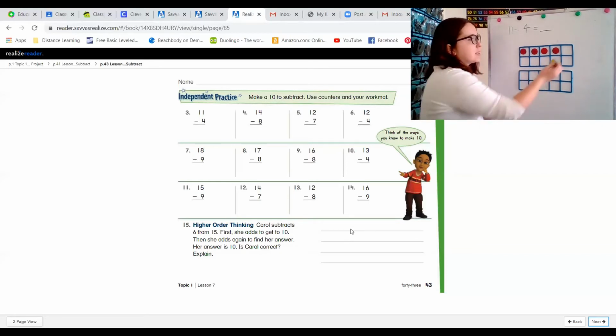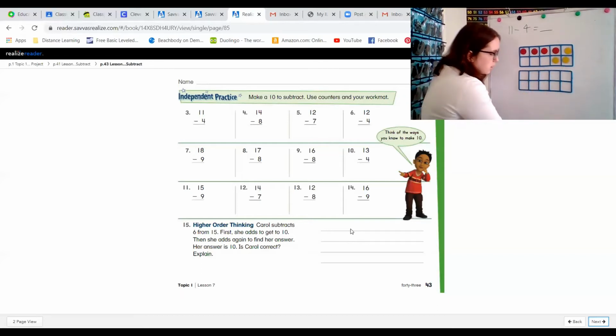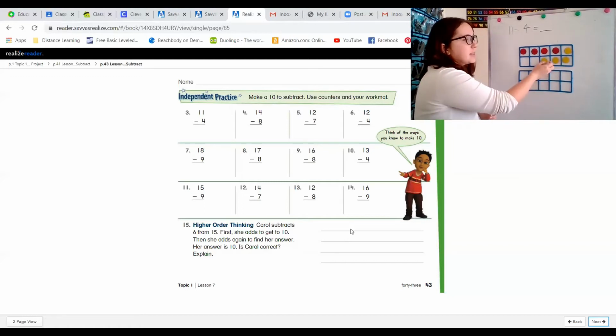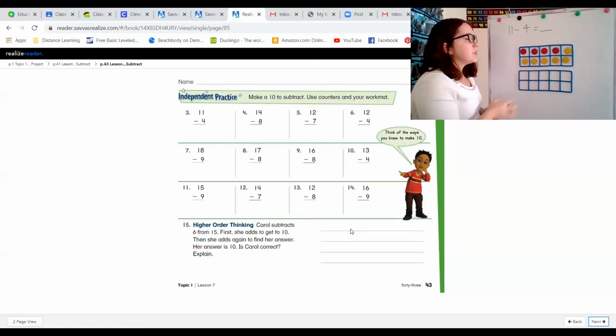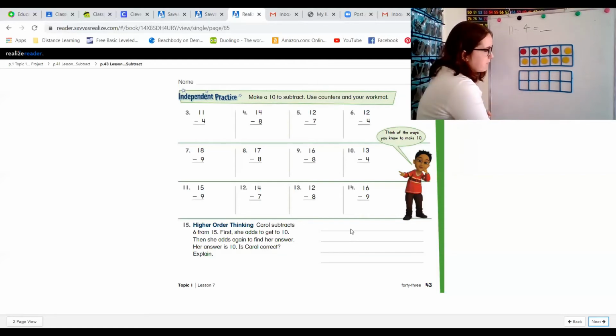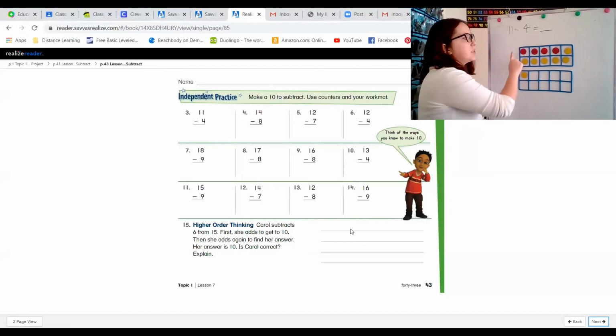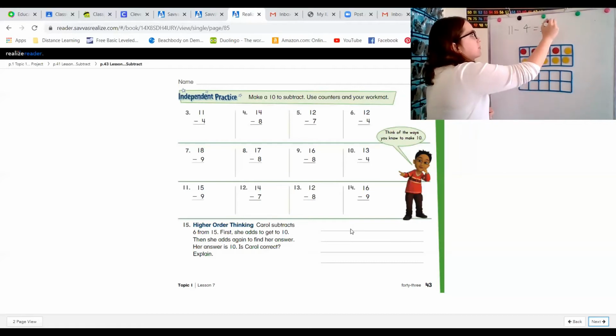So I'm going to add 6 counters in a different color. Or if you're doing it on your work mat, you can just do it in a different shape. Maybe X's or lines or hearts or smiley faces, whatever you want to do. So now I've made it to 10. Now I know that I need to add 1 more to get to 11. So let's see, I started at 4 and I added 6 counters to get to 10, and then I added 1 more to get to 11. So how many counters did I add in all? I added 6, 7. So my answer to 11 minus 4 is 7.